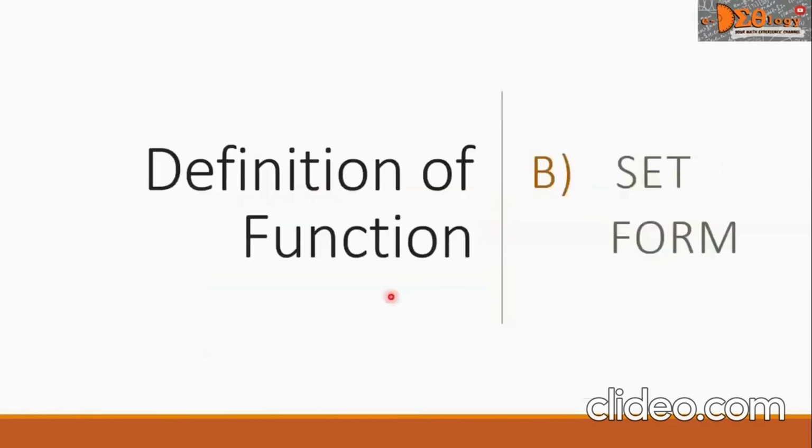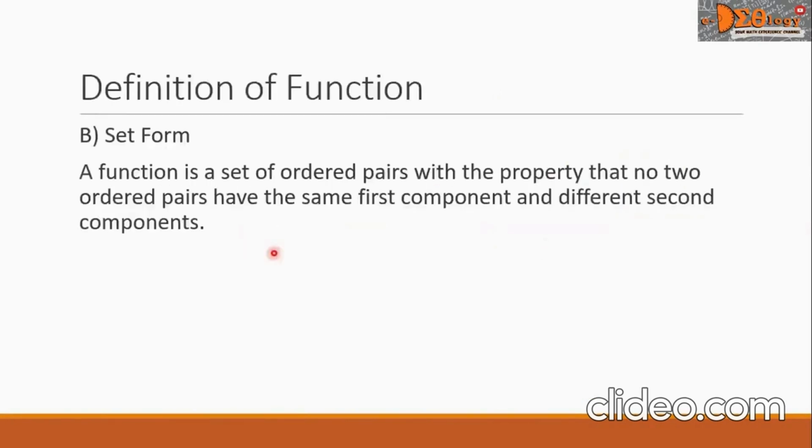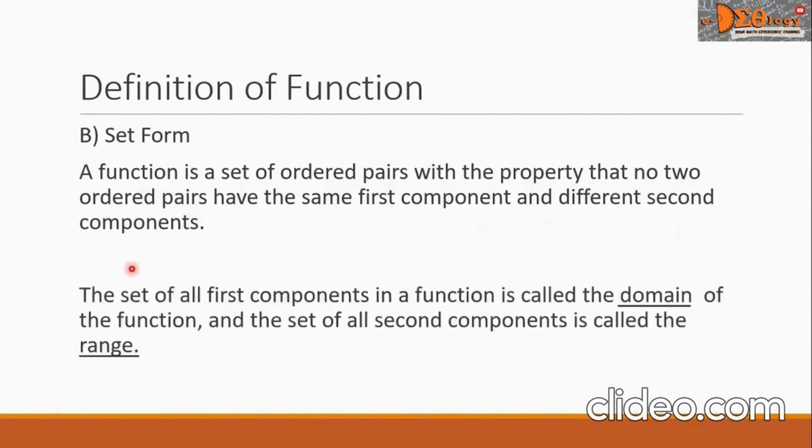Let's go now to the definition of function by set form. A function is a set of ordered pairs with the property that no two ordered pairs have the same first component and different second components. The set of all first components in a function is called the domain of the function, and the set of all second components is called the range.